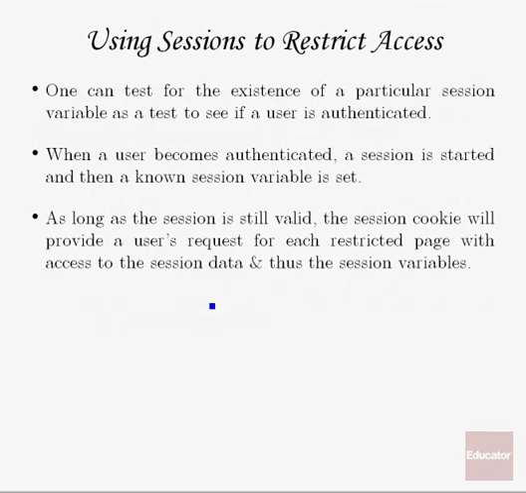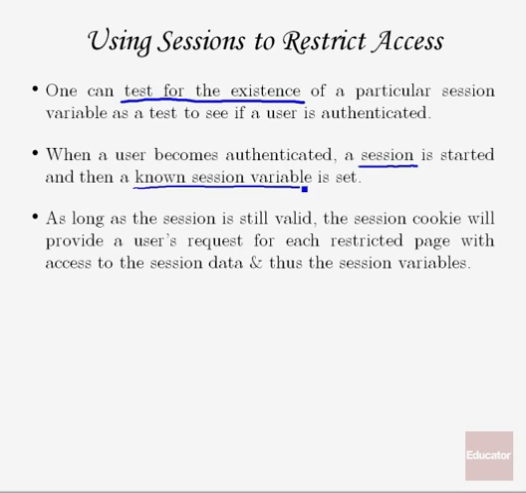So basically, as mentioned, what you do on the particular pages you want to restrict access to is test for the existence of a particular session variable. Because when a user is authenticated, a session gets started and then a known variable is set. Assuming we're using cookie-based sessions, every time a user visits a restricted page, they're going to pass along their session cookie.